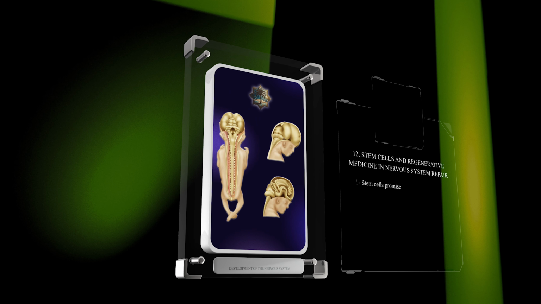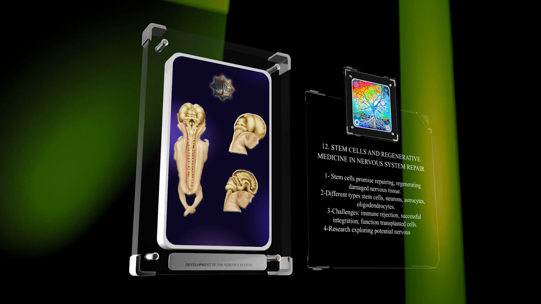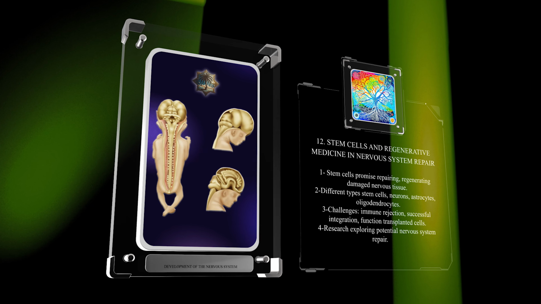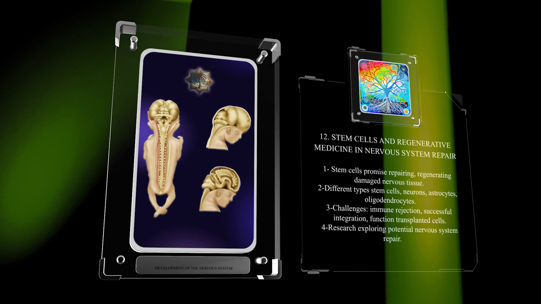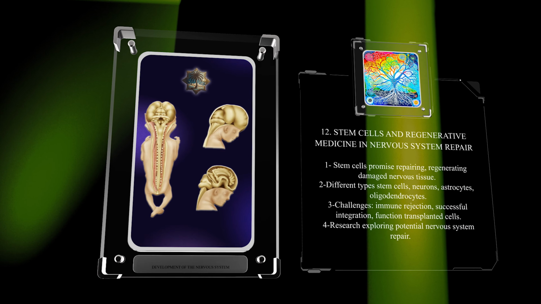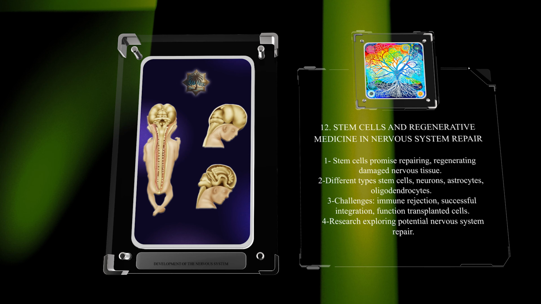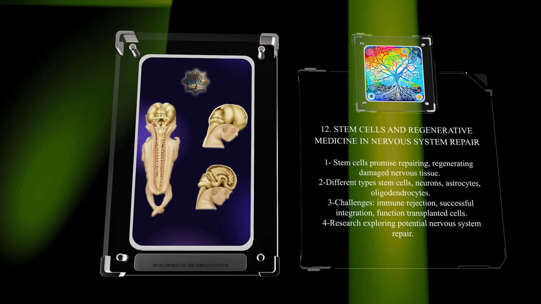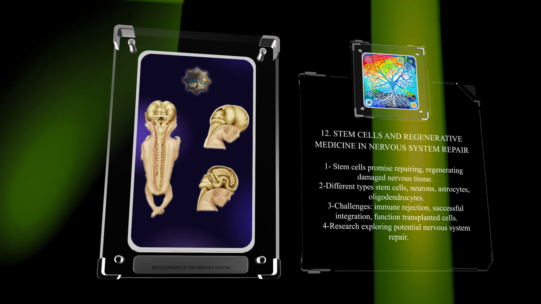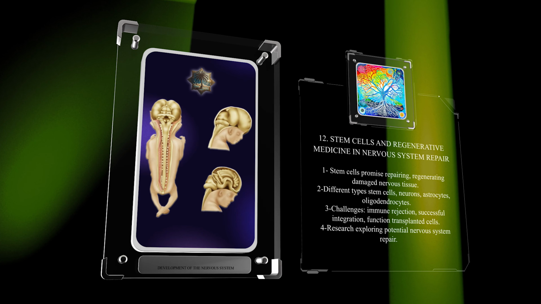Stem cells show promise in repairing and regenerating damaged nervous tissue. Different types of stem cells can differentiate into neurons, astrocytes, and oligodendrocytes. Challenges include immune rejection and ensuring successful integration and function of transplanted cells. Research continues to explore their potential for nervous system repair.